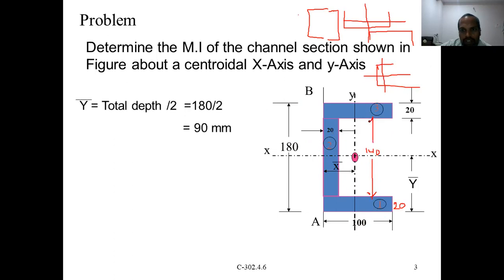This depth is nothing but 140. So a1 is equal to how much? 100 into 20, 2000 mm square. Similarly, a3 is equal to 2000 mm square, whereas a2 is equal to how much? 20 into 140, 2800 mm square. That's the areas a1, a2, a3.